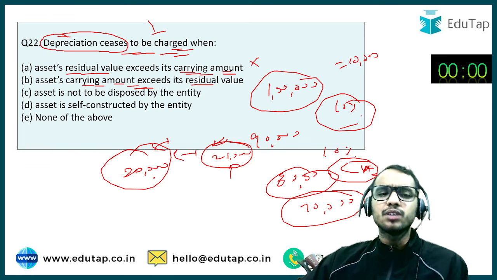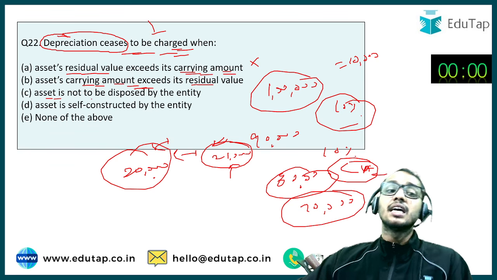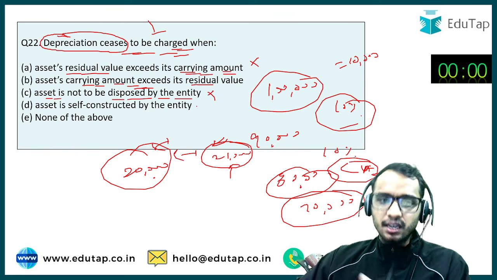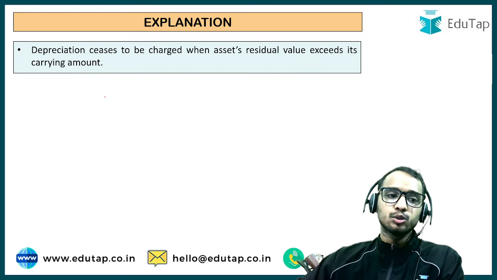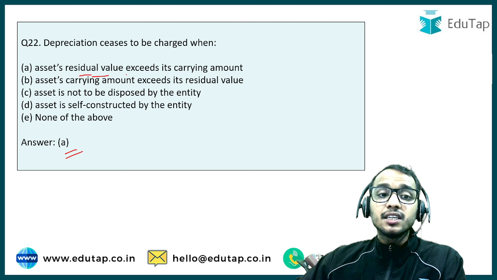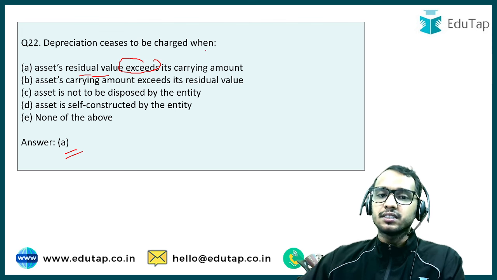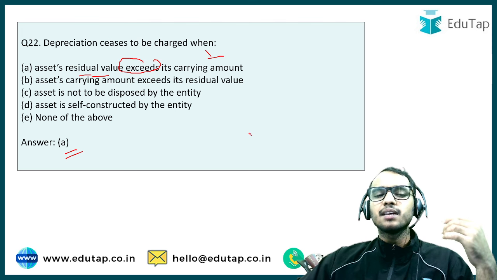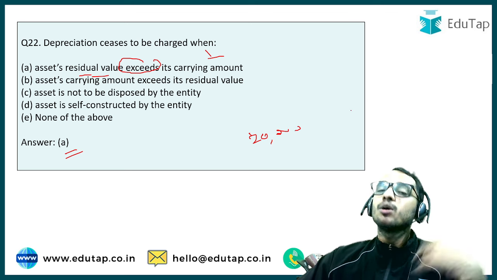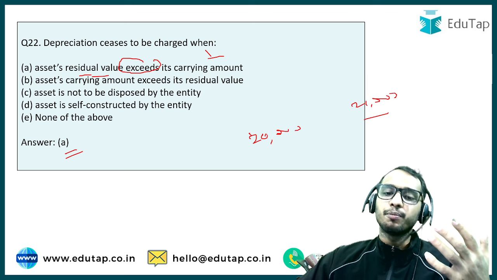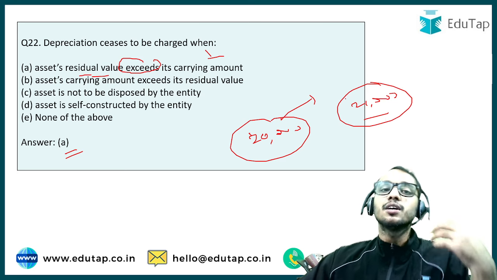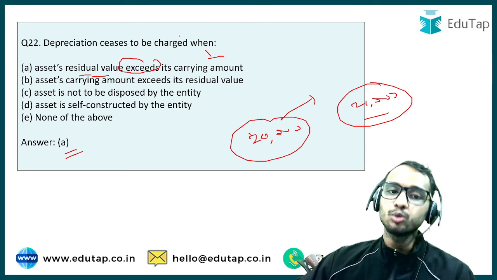But let's read out the other option as well. Option C says asset is not to be disposed by the entity, and asset itself, this is not going to matter. So the option would be option number A, when asset's residual value exceeds its carrying amount. This is very logical, na? Carrying amount is 20,000, but scrap value or residual value is 21,000. How can you charge the depreciation on this 20,000? You can't charge it, okay, because your residual value is more than that, so it ceases to exist.